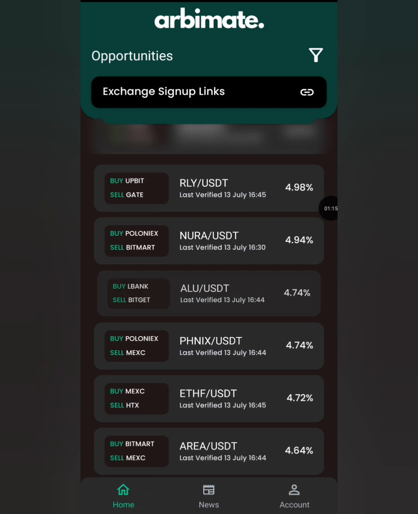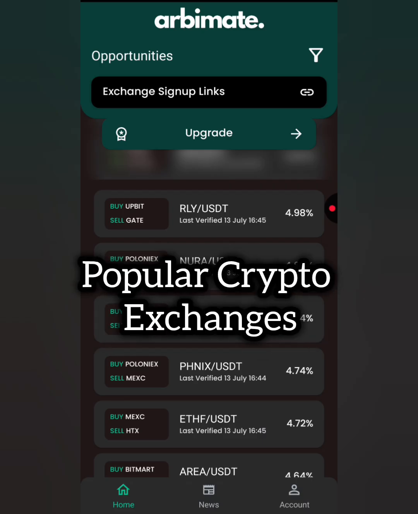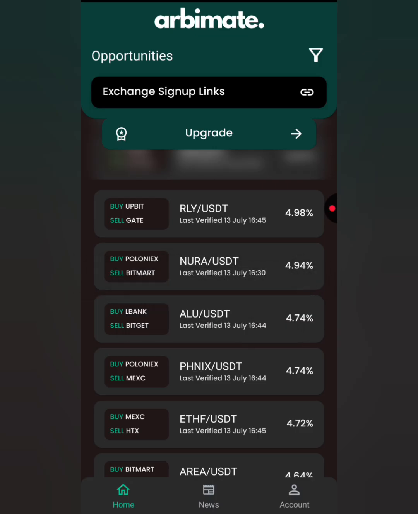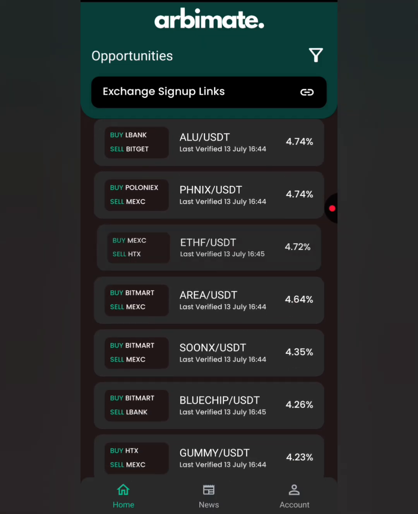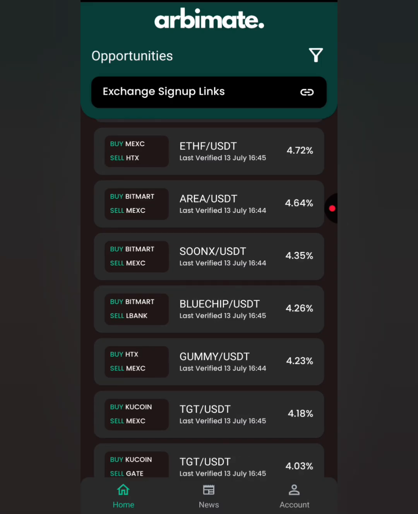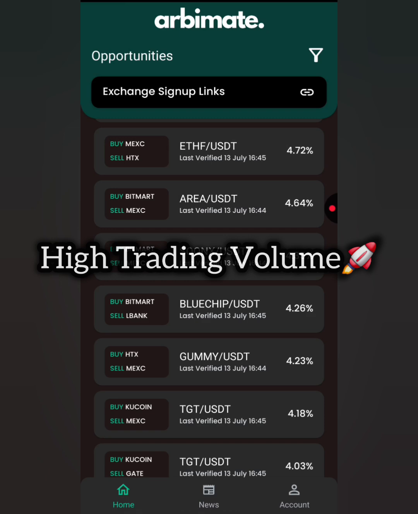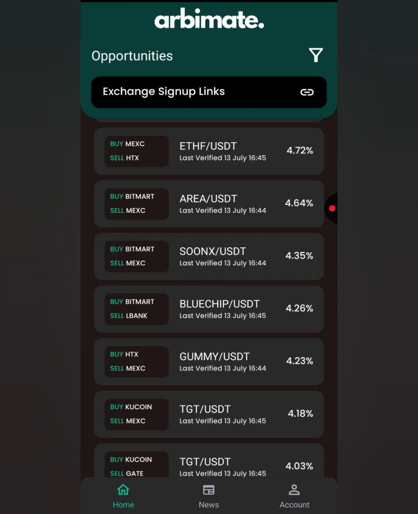Once I come to the BYBIT, what I usually check for are arbitrage opportunities between very popular crypto exchanges. I'm talking about exchanges like the MEXC, the Gate.io, the BYBIT, the Binance, BitGet, Bitmart, HTX, and also the KuCoin. Those are the arbitrage opportunities I look out for because opportunities on these exchanges tend to have high trading volume, and that will help you to be able to perform the arbitrage opportunity if you actually see it.